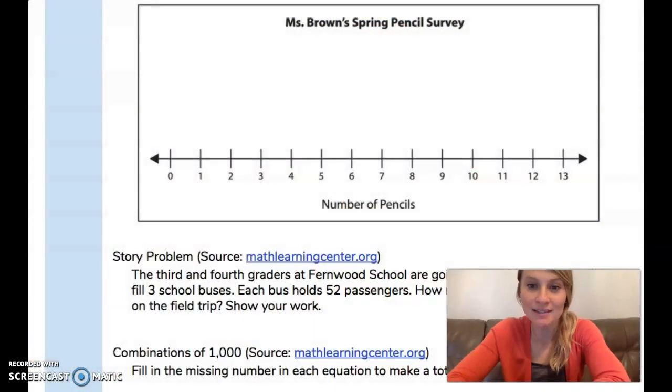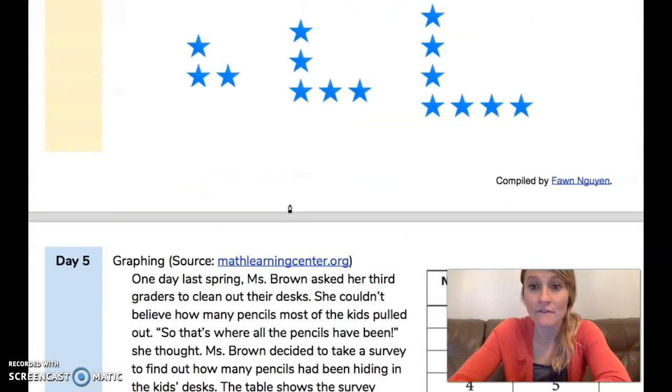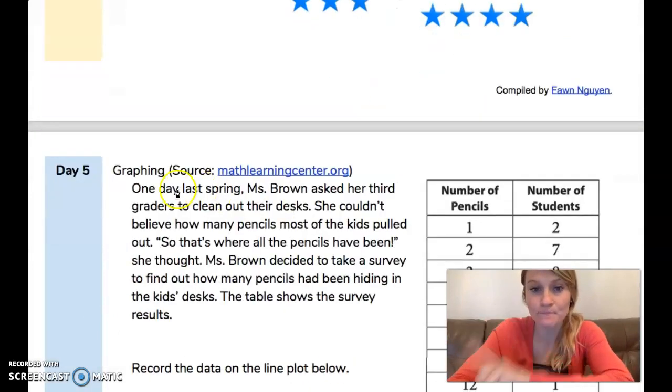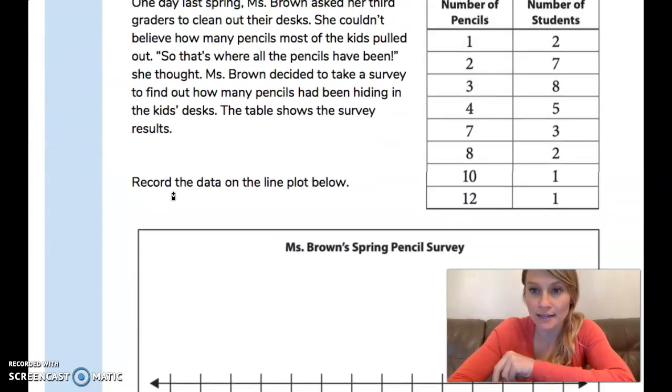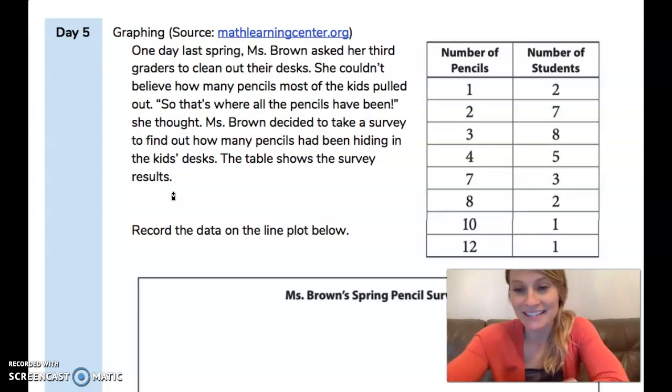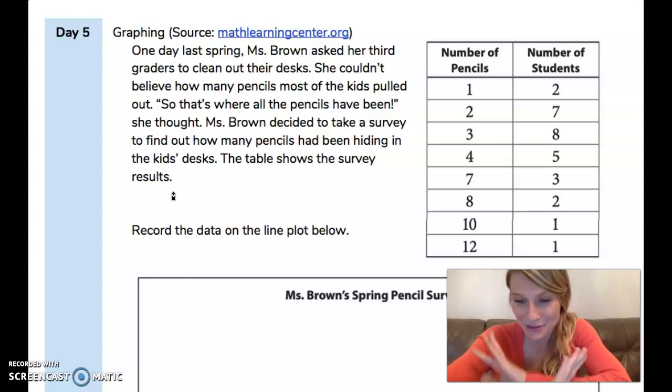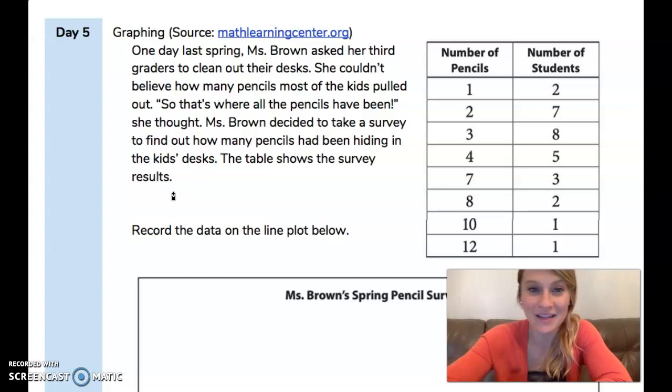Everybody, we're ready for our next math day. We are going to be on day 5, week 1. And today there are 3 little sections that we're going to look at together. This first part is actually kind of funny because I feel like this would 100% happen in our class. But let's go ahead and read it together.